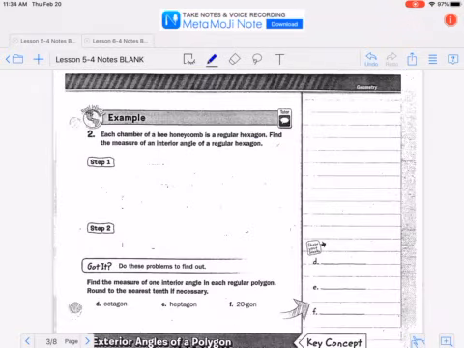Okay, so at the top it says each chamber of a bee honeycomb is a regular hexagon. Remember, regular means all sides are equal and all angles are equal. It says find the measure of an interior angle of a regular hexagon. So we want to find the measure of one interior angle.